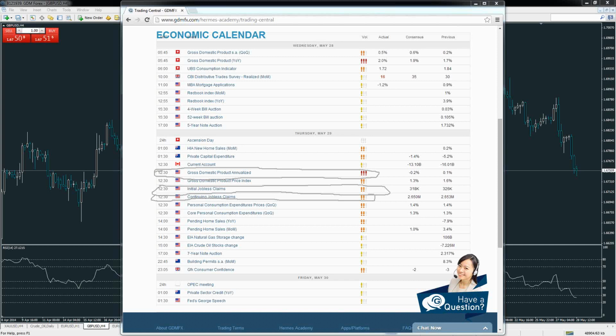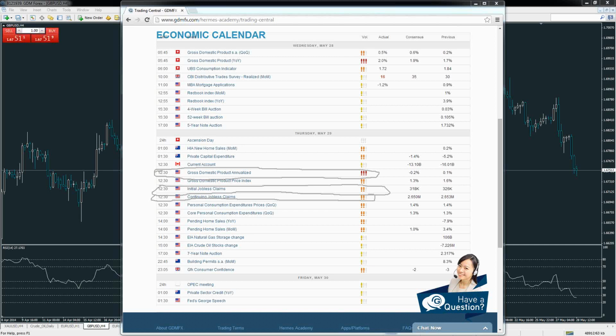A high reading in the durable goods indicates increased manufacturing activity. What that means is that higher than expected reading should be taken as positive or again bullish for the USD, while a low reading should be taken as negative or bearish for the USD.